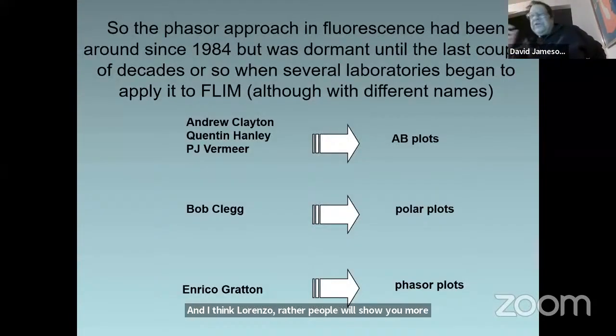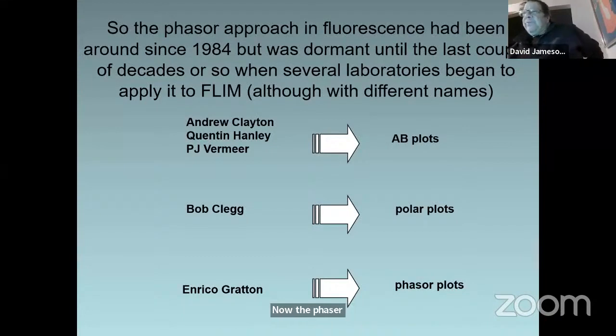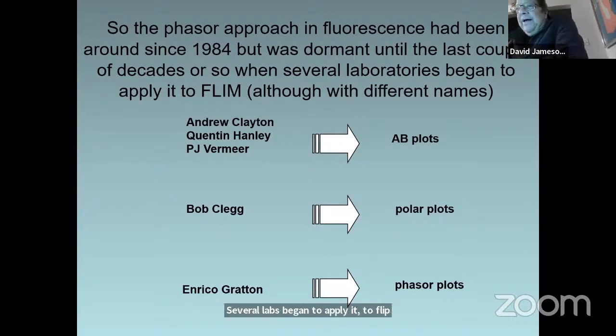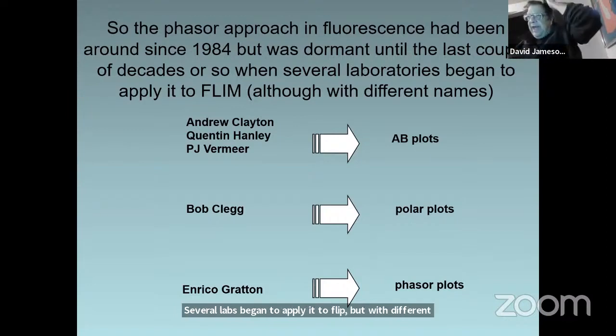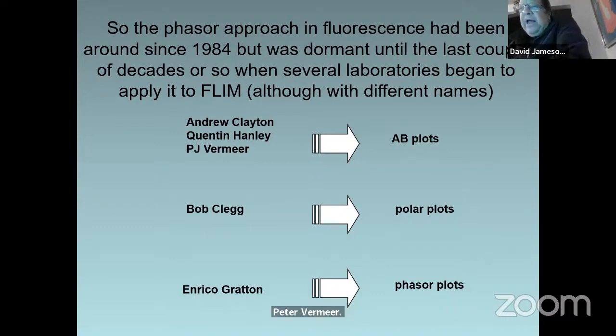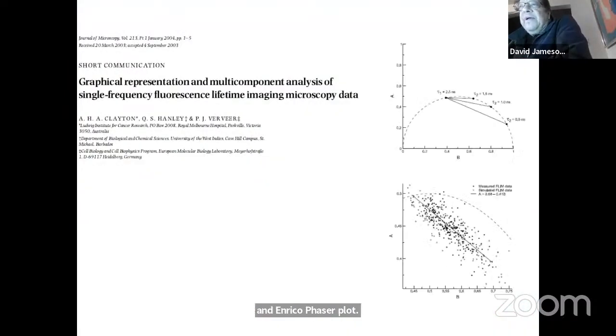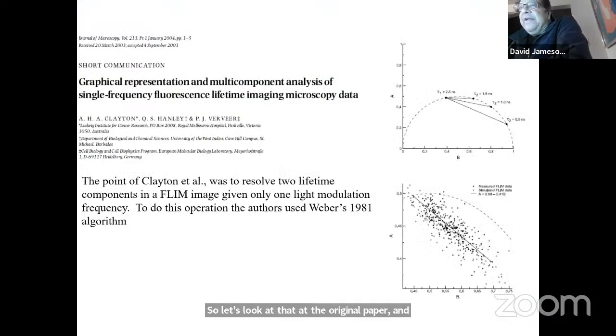Now, the phasor approach has been around since 1984, but it was pretty dormant until the last couple of decades. Several labs began to apply it to FLIM, but with different names. Andrew Clayton, Quentin Hanley, and Peter Vermeer made what they call the AB plots, Bob Clegg polar plots, and Enrico phasor plots. So let's look at the original paper and what Clayton, Hanley and Vermeer did.